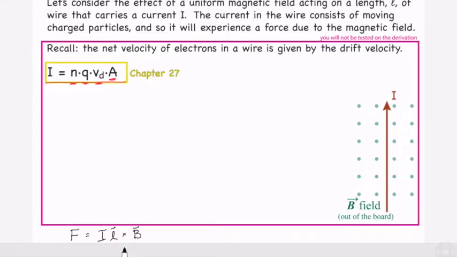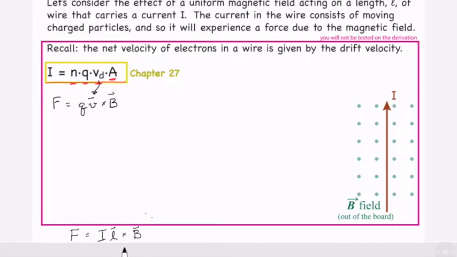Our goal here is to rewrite the magnetic force law, force equals QV cross B, in terms of conventional current running through a wire instead of individual charges. We see that our original equation for the magnetic force law is in terms of the velocity of individual charges. So it makes sense that we can substitute in the drift velocity, which represents the average velocity of the charges in the wire.